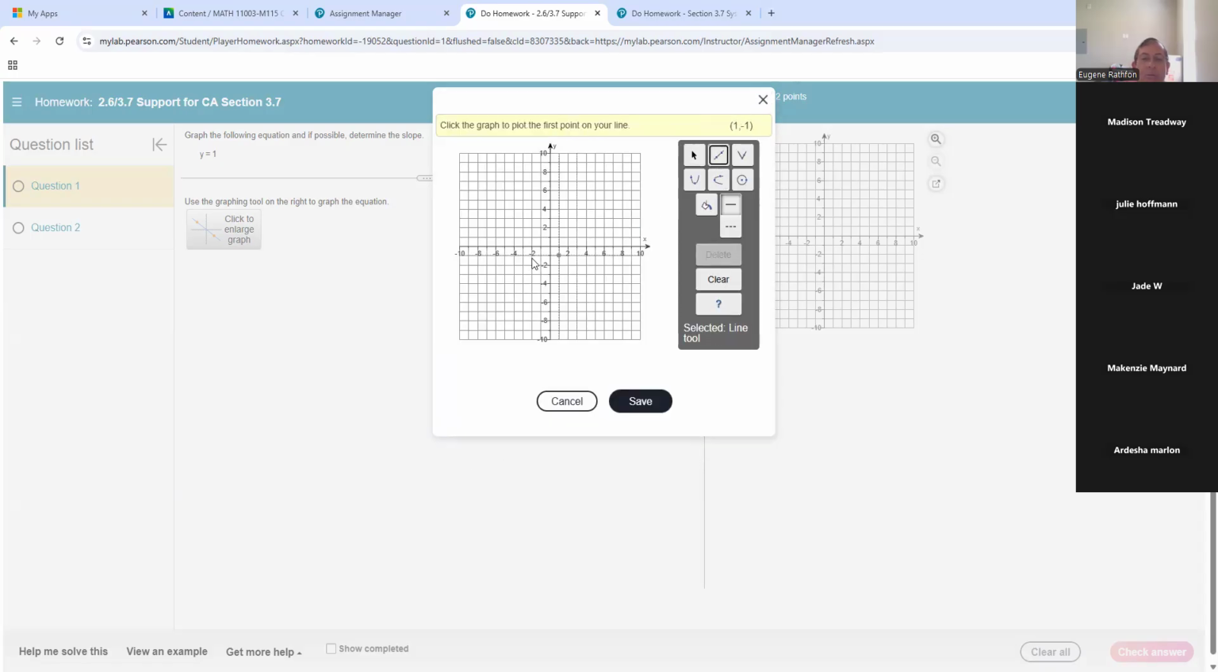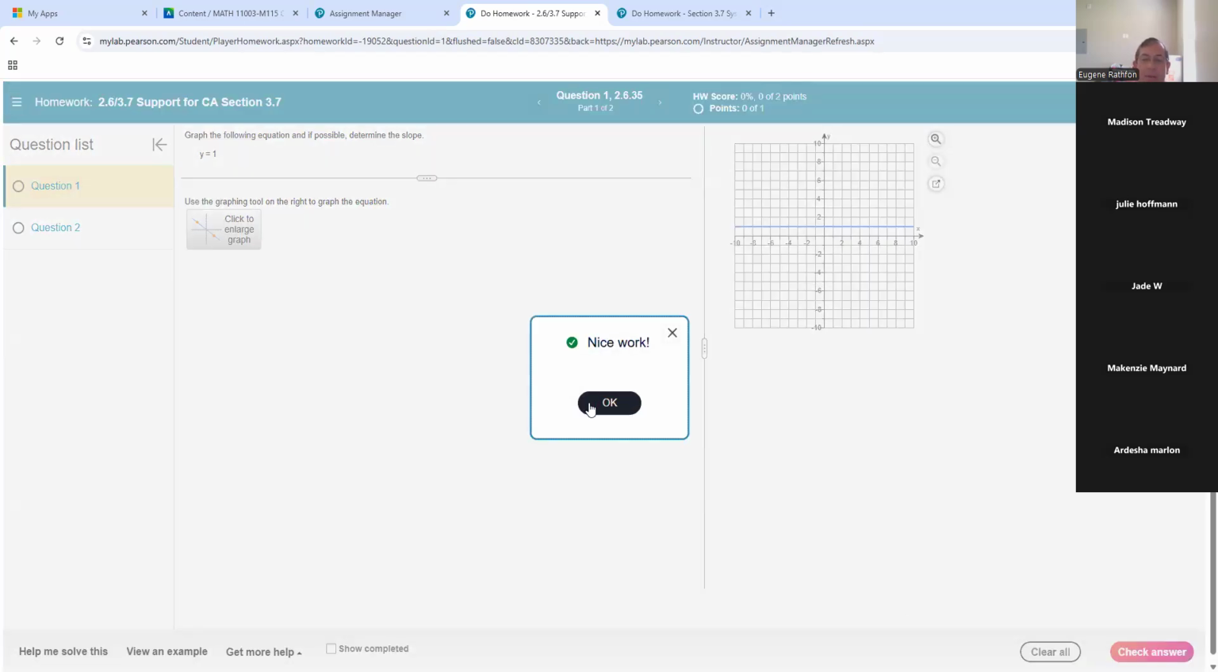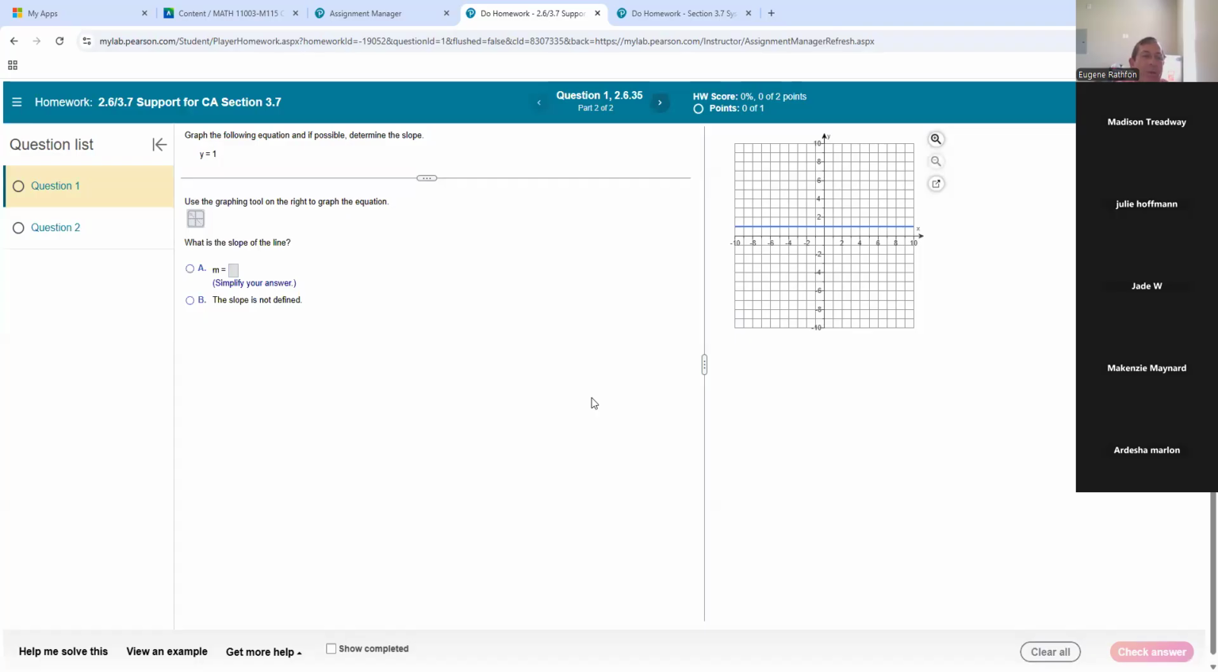So line tool, cross at 1. And y'all watch that yellow banner up there. As I move right, it's going from 1, 1, 2, 1, 3, 1, 4, 1, 5, 1. Left side, negative 2, 1, negative 3, 1. Like I said, it don't matter what point you pick as long as that y value was a 1, okay? And then you'll save that, check your answer.